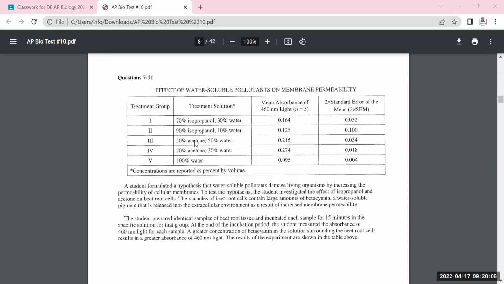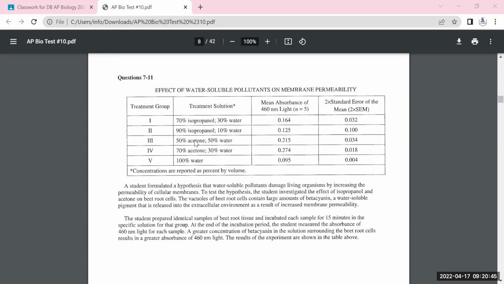The results of the experiment are shown in the table above. Okay, so what exactly is going on here? Basically, their idea is that these pollutants are harmful by increasing solubility, meaning that things that should or should not leave your cell are doing it, causing cell damage, like the vacuoles of beetroot cells, which is what they have here.